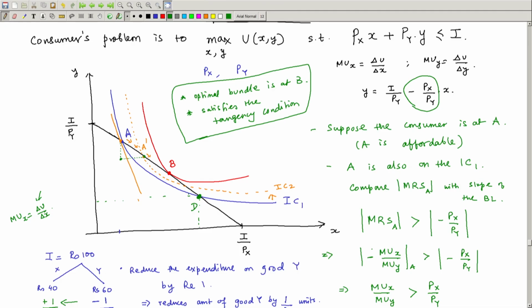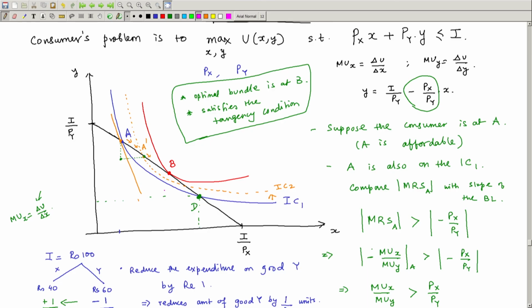Well, I can again do a similar analysis like I did at the point A, but now I will need to take away 1 rupee from good X and transfer it onto good Y. So I suggest that you write down the same set of arguments, and to help you get started, let me just give you a hint.